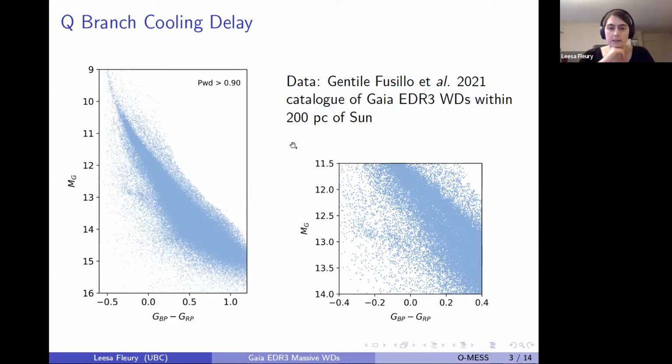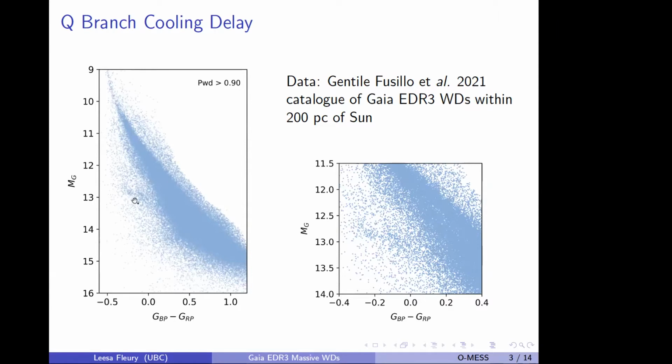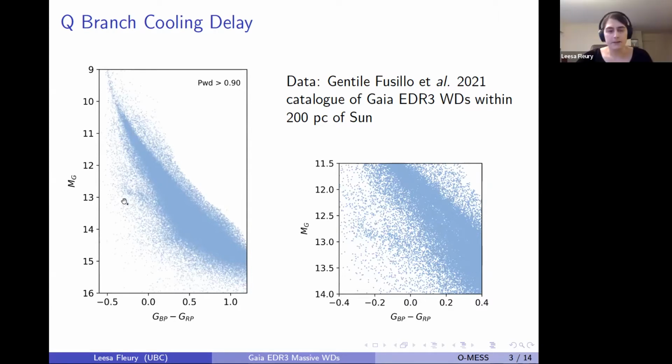So here I'm showing the color magnitude diagram for the Gaia EDR3 white dwarfs. And I want to draw your attention in particular to this cluster of stars that forms a horizontal or nearly horizontal trend. Not sure, can you see my cursor? This is a quick question. Yes, we do. Yeah, okay, great. So this cluster of stars here that has been zoomed in on in this second plot is referred to as the Q branch. So this was a feature that was first revealed in Gaia DR2.